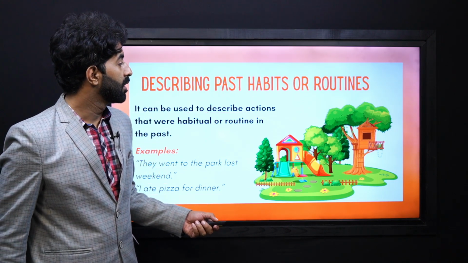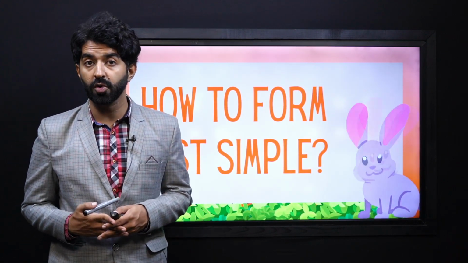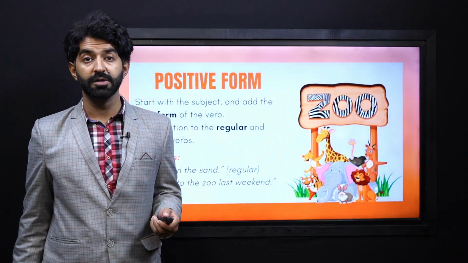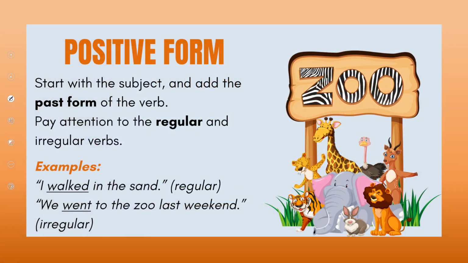So, now let's talk about the different forms of past simple tense. There are three forms: positive, negative, and question form. Let's get started with positive form. You start with the subject and add the past form of the verb and pay attention to the regular and irregular verbs.